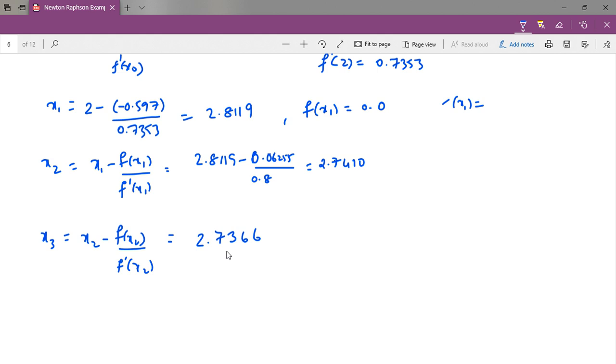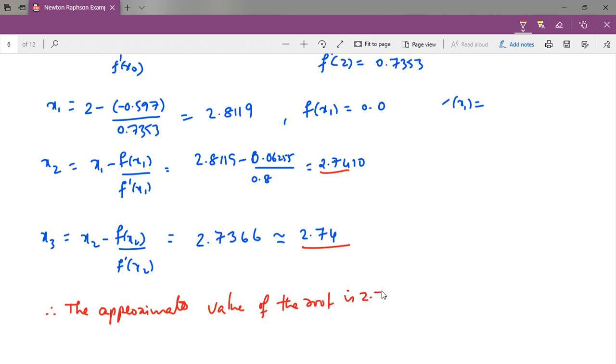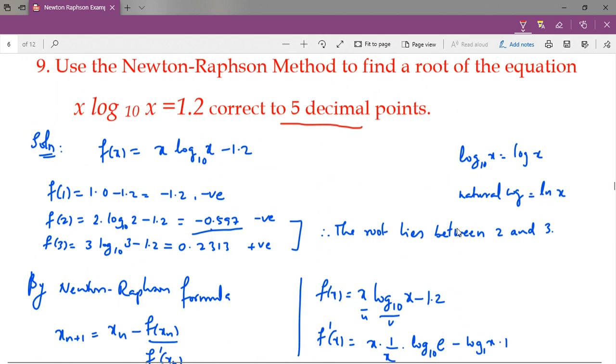So now see that x3 is 2.736, so this can be approximately written as 2.74, and this is also 2.74. So we have obtained the approximate root up to 2 decimal points. Therefore, the approximate value of the root is 2.74, corrected to 2 decimal places. But what is asked in the question?